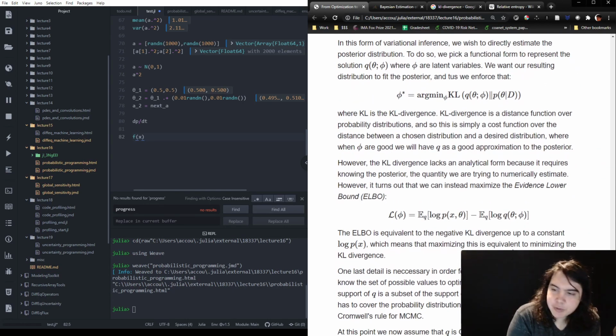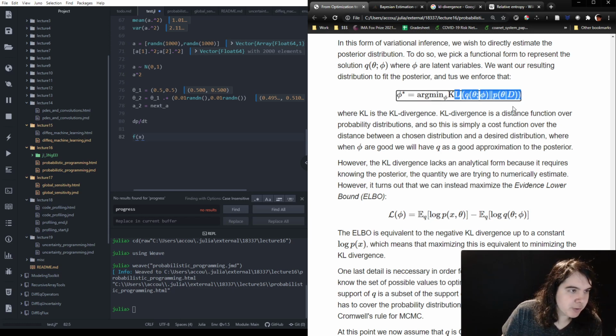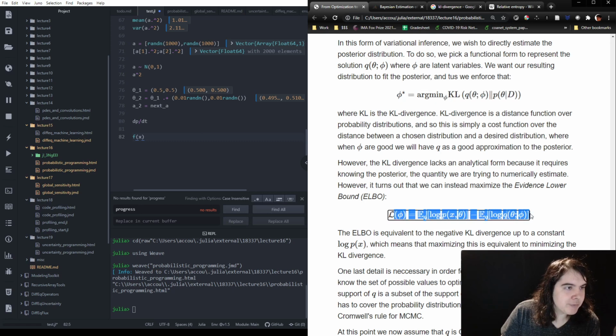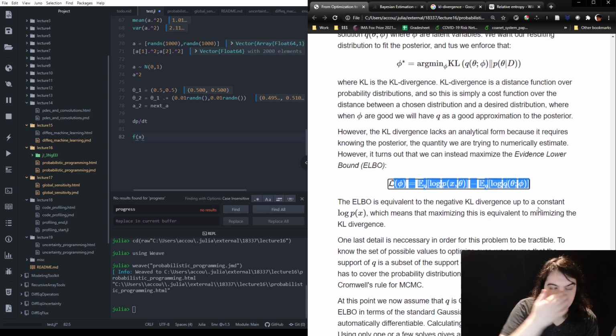Right. And minimizing things with a KL divergence is quite hard. But what you can choose is that instead of minimizing the KL divergence directly, you can maximize what's known as the evidence lower bound, or what's known as the ELBO. Maximizing this is equivalent to getting the maximum of the minus KL divergence.